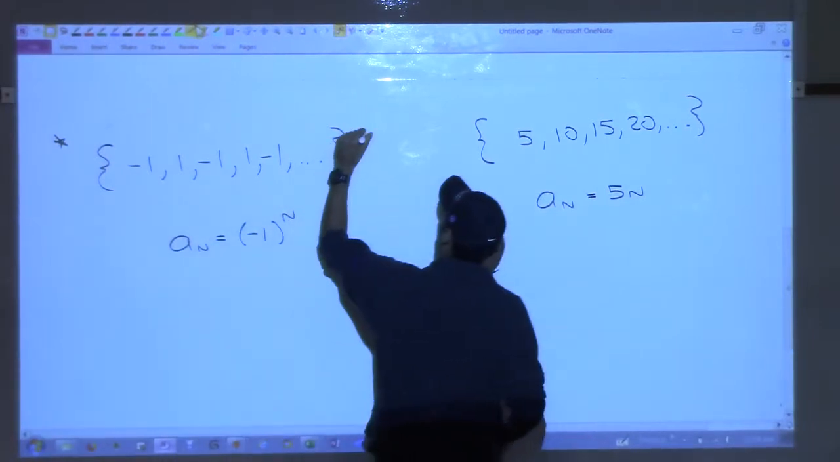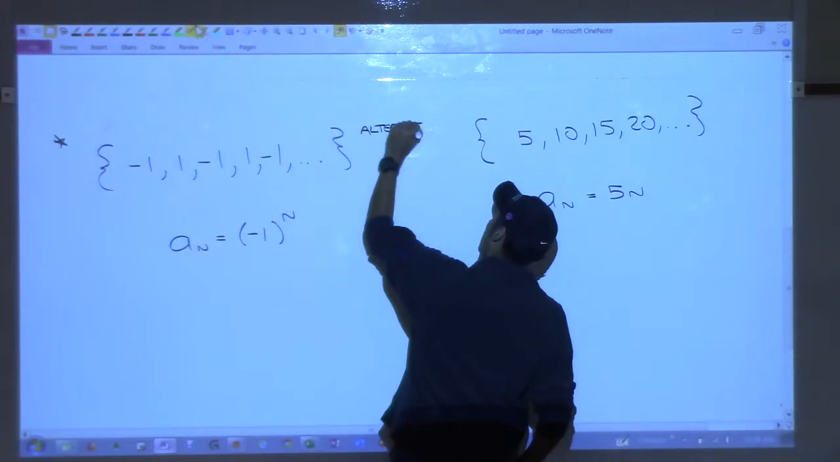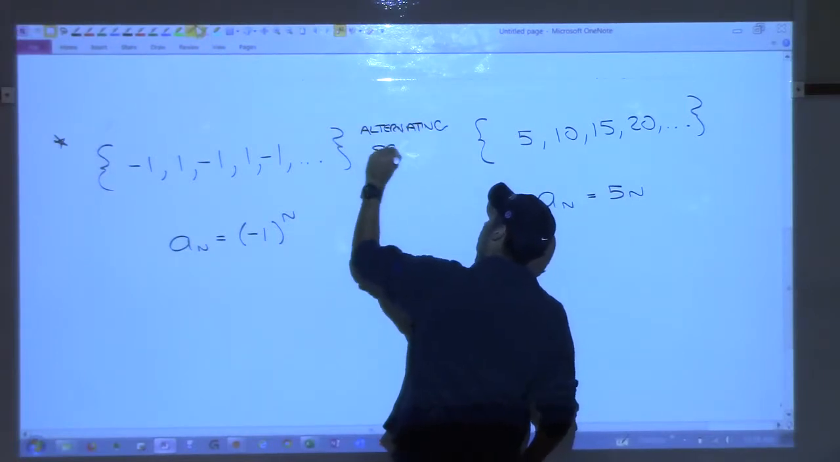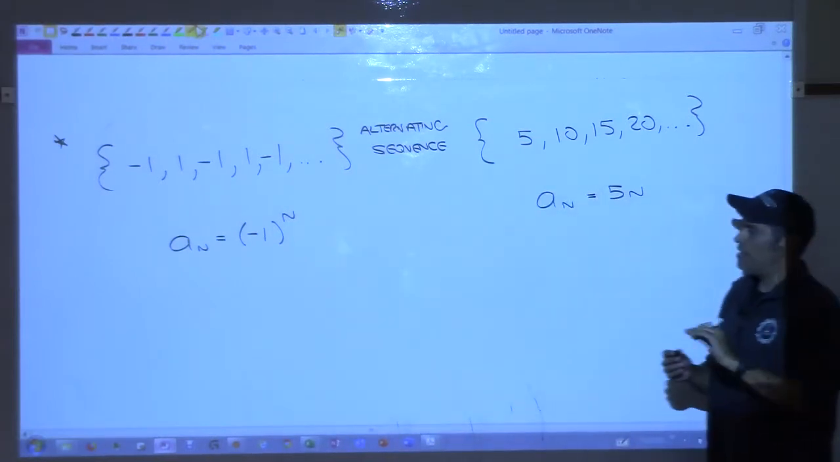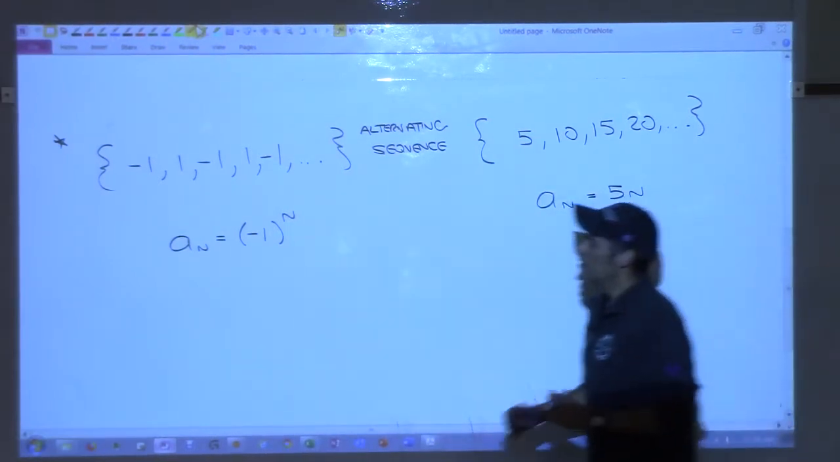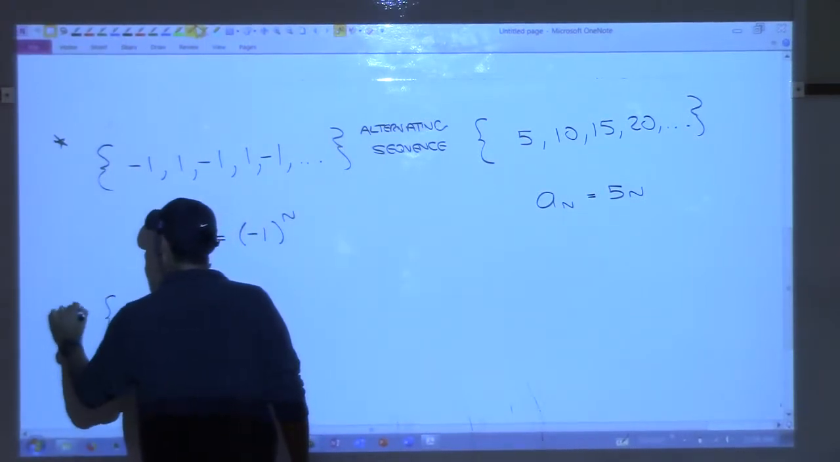So this is what we call an alternating sequence, because it alternates in sign. Negative, positive, negative, positive, negative, positive. All right, how about this? Another important one.